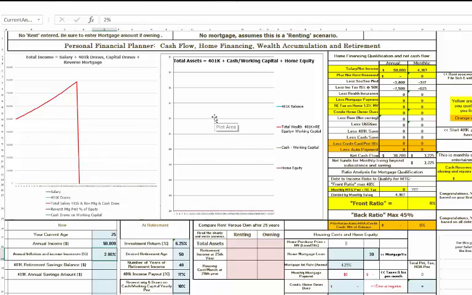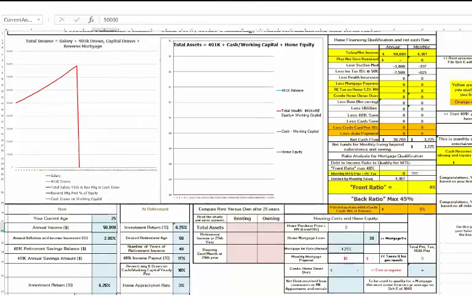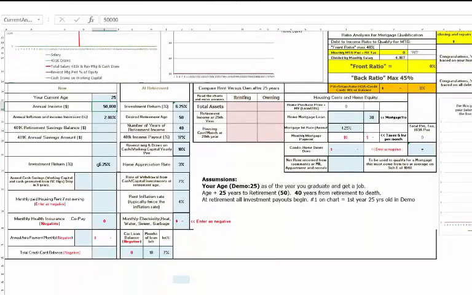We have no assets, nothing at this point, because we've only entered our income. We're assuming a 6.25% rate of return on any investments anywhere. Now let's see, we have a 401k savings balance, which we have at 0, and we have a 401k annual savings amount.